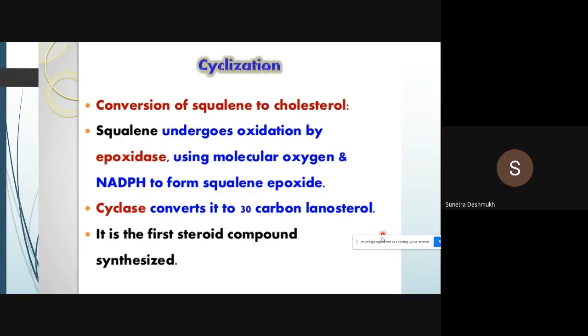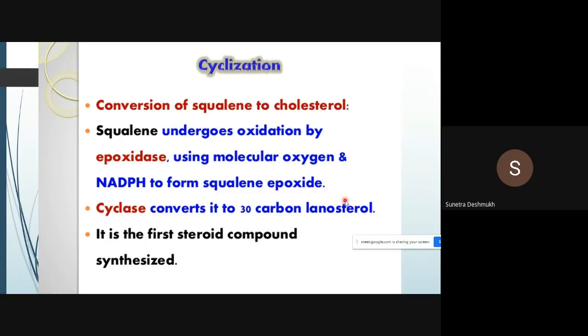A carbon-carbon double bond is present in squalene, so it can undergo oxidation to form an epoxide, using molecular oxygen, NADPH and epoxidase as the enzyme, to form squalene epoxide. Then cyclase converts it into the C30 lanosterol. After getting squalene epoxide, we can cyclize it to convert it to lanosterol, and this is the first steroid compound synthesized.